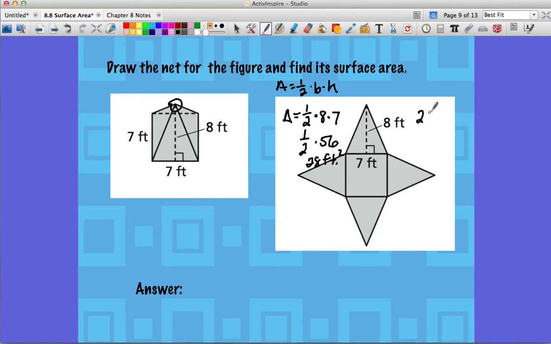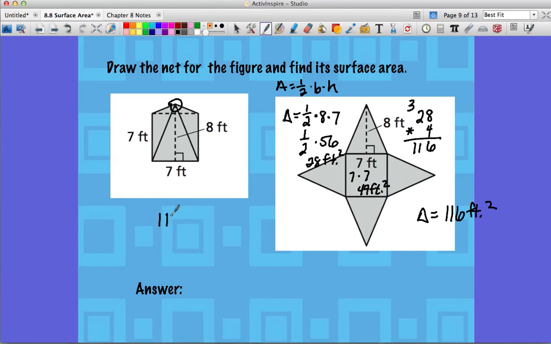Now that's just one of the triangles, and we have 4 of them. So to make this go a little bit faster, we can say that we have 28 times 4 because we have 1, 2, 3, 4 triangles. 8 times 4 is 32, 2 times 4 is 8, add the 3 is 11. So the area of your triangles alone equals 112 feet squared. And then of course you have your square base, which is 7 by 7, which is going to give you an area of 49 feet squared.